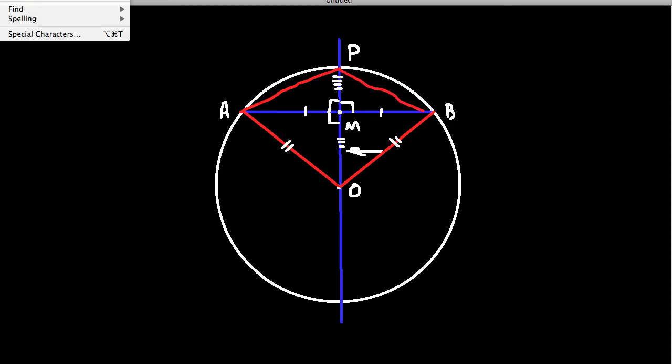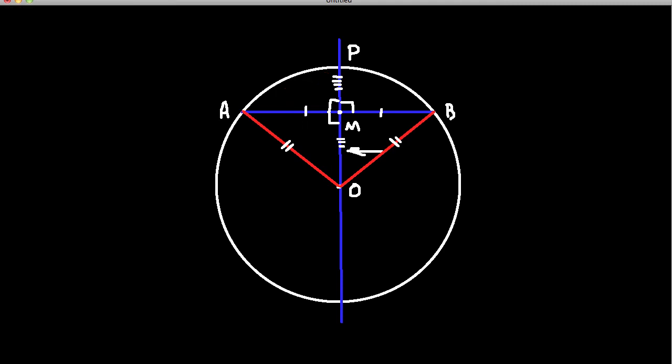Let me draw straight lines for those. This triangle right here is congruent to this triangle. So that's pretty interesting. In particular, notice that we can say that the perpendicular bisector, because that's what this line is, the perpendicular bisector of this chord, that the perpendicular bisector of any chord will go through the center of the circle.